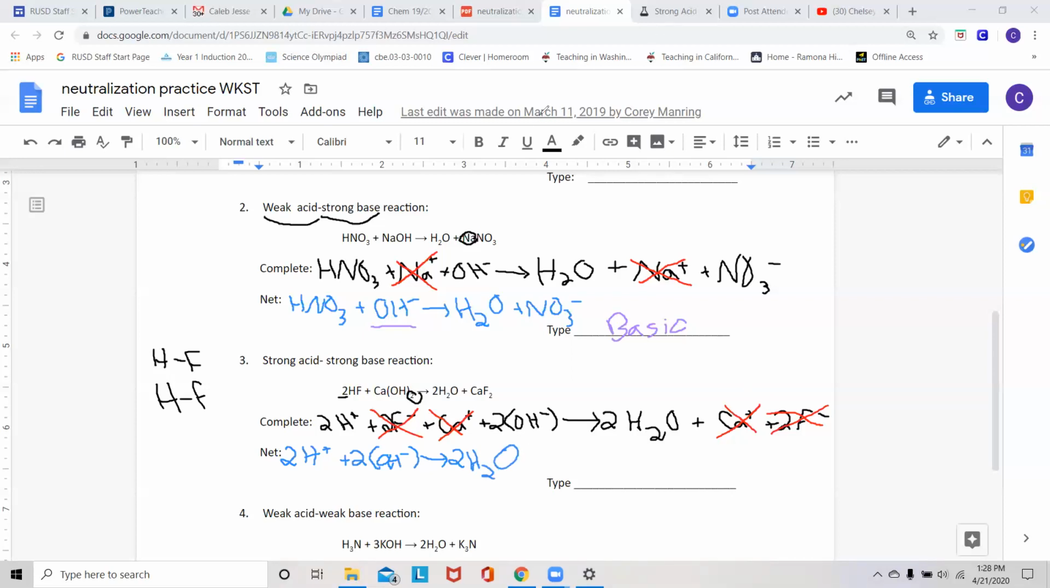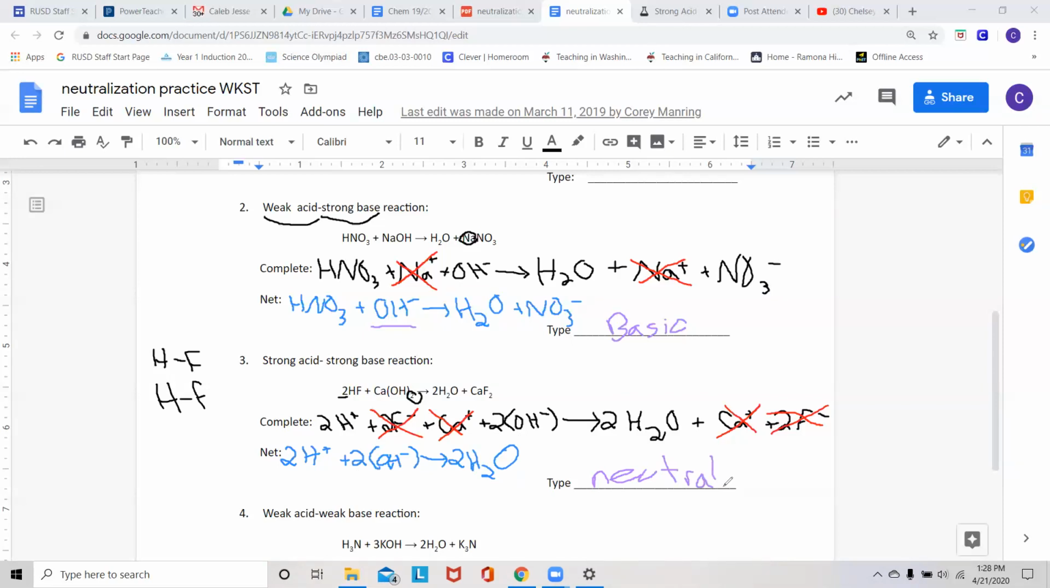Now, the difference here between this and the thing above it is that, yes, we have OH minuses on this side, and yes, we have H pluses on this side, but we have the same amount of each, so those are going to neutralize one another. There's no extras left over on either side. So in this case, when everything is said and done, we end up with a neutral reaction.